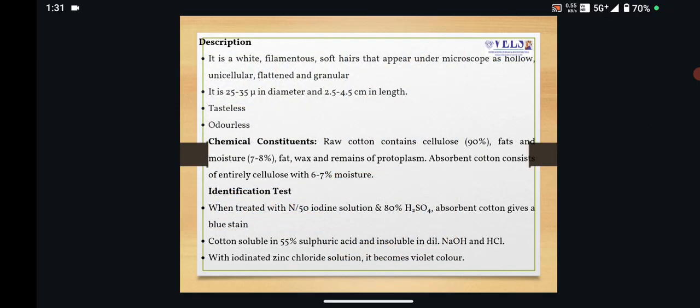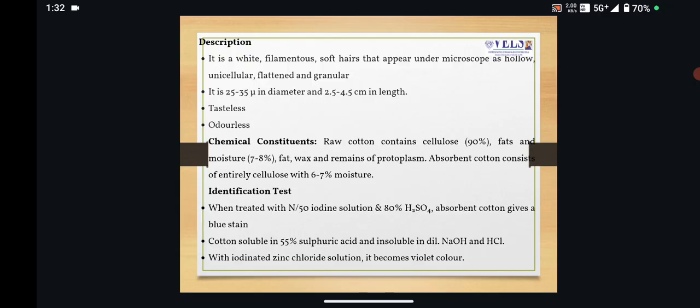Description: it is a white, fragmented, soft hair-like structure which appears under the microscope as a unicellular, flattened trichome with a pointed end. It is about 25 to 35 micron in diameter and 2.5 to 4.5 centimeter in length. There is no odor, no taste. Raw cotton usually contains 90% cellulose, the remaining 10% being fat, moisture, wax and protoplasm. Absorbent cotton contains about 99% cellulose, with only a little moisture, about 7%.